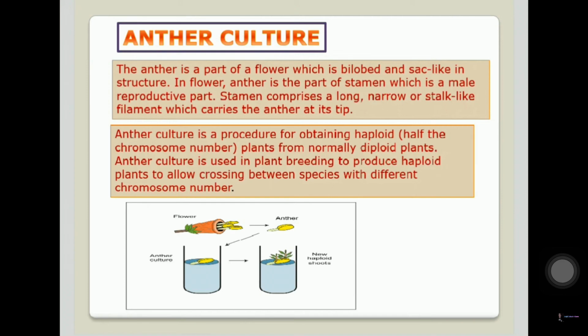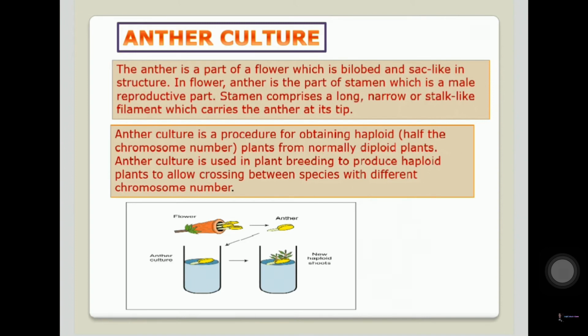Part of a flower which is a male reproductive part, and it is attached to a stalk-like filament which carries the anther in its tip, which is called the stamen. We perform this culture to obtain haploid plants from naturally diploid plants.